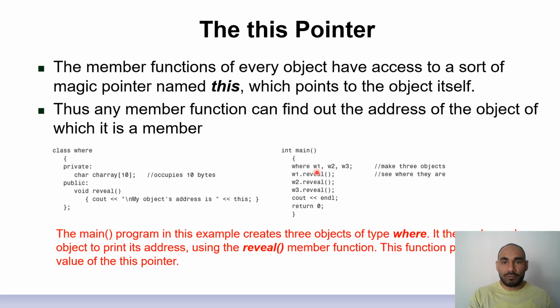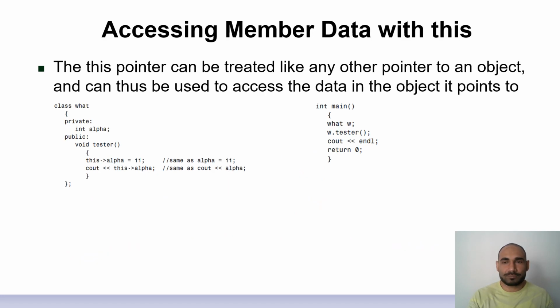So when we define objects of where class, the first is w1, w2, w3. On w1 I call reveal. So my object's address is, it will print the address of w1 object, and this will print the address of w2 object, and this will print the address of w3 object. Okay, so that was a short introduction to this pointer.